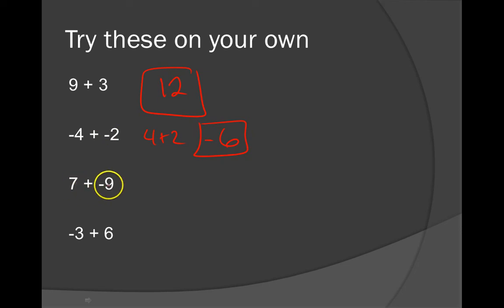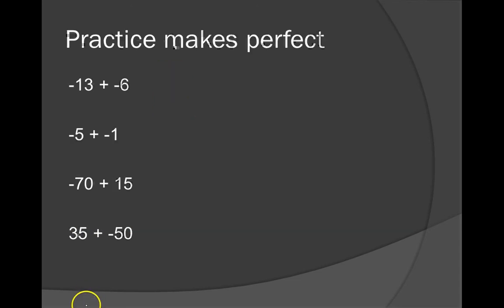7 plus negative 9. My signs are different, so we subtract the numbers. That gives me 2, and keep the sign of the one farther away from 0. That's the negative 9. Negative 9 is farther away from 0, so we keep the negative sign. Here again, my signs are not the same, and so we subtract 6 minus 3, that's 3, and keep the positive sign because it's farther away from 0. 6 is farther away from 0. So hopefully that's what you got. If not, we've got a few more problems to try together.